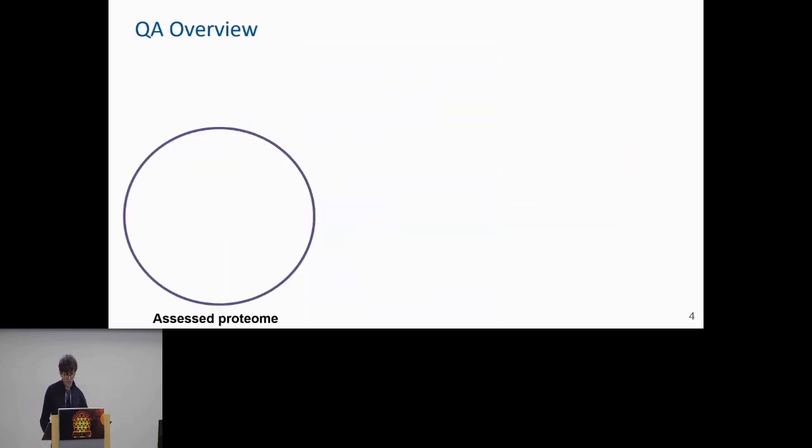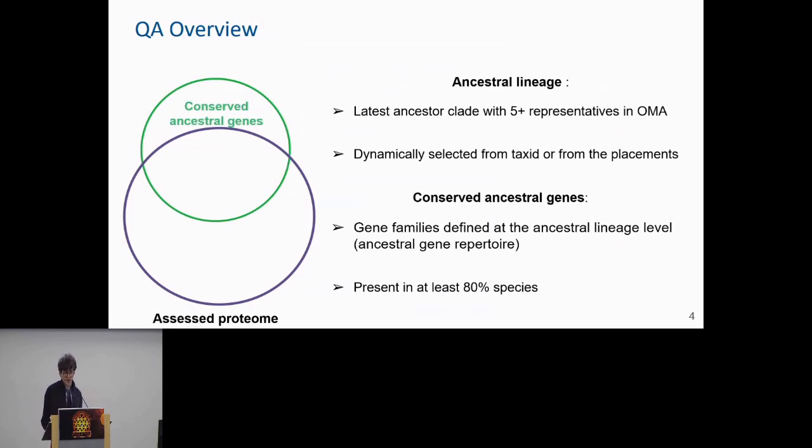So here is how it works. We have the proteome, and we first define an ancestral lineage. That's defined as the latest ancestor clade with at least 5 representative species in the OMA database. And this lineage can be either dynamically selected from the placements done by OMAmer, or it can be done using the tax ID of the species of interest.